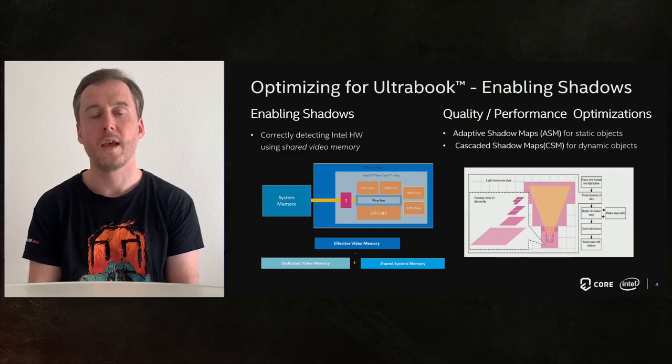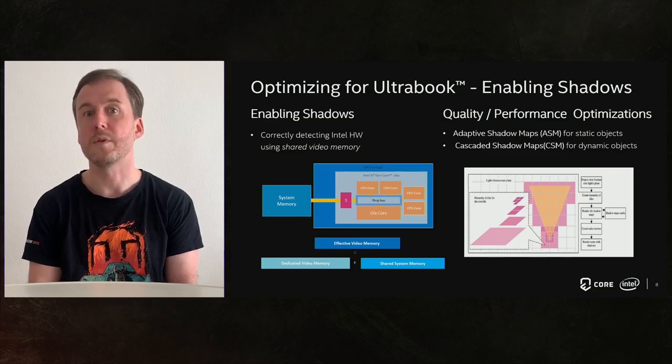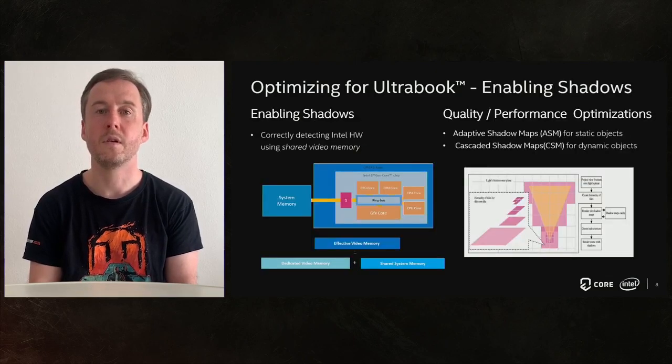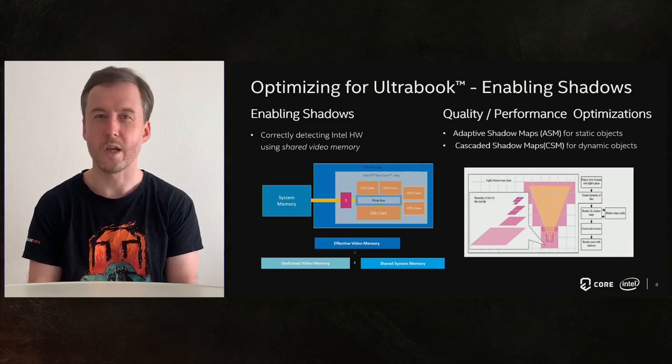Ultrabooks have Intel Integrated Graphics as GPU, and Intel Integrated Graphics uses system shared memory for rendering resources. And the game needs to correctly detect this and correctly calculate the amount of video memory available for the resources. When we added this code, shadows appeared in the game, but it was running even slower. So the World of Tanks team spent a lot of time optimizing shadow performance in the game.